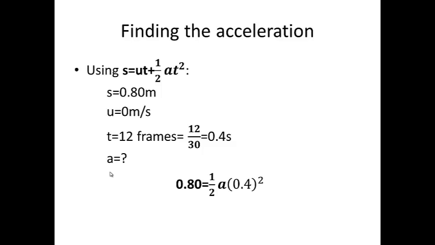So, what have we got? We have S equals 0.8 meters, U equals 0 meters per second, and T equals 0.4 seconds. Now, we can see that the second equation is the most suitable. Okay, let's put the values in the equation. So we've got 0.8 equals half A times 0.4 squared. And we get A equals 10 meters per second squared.